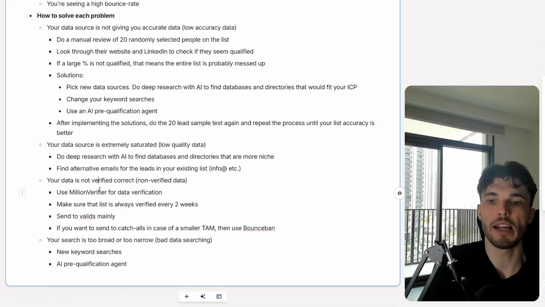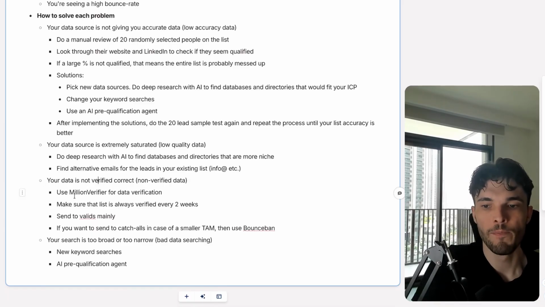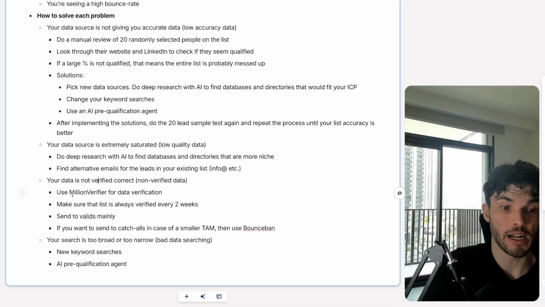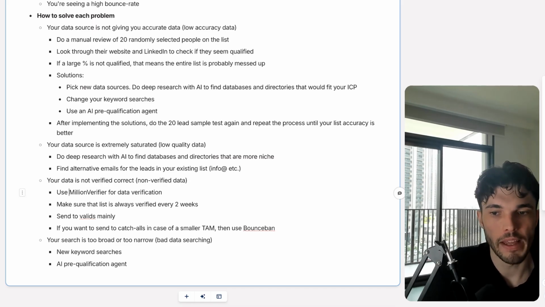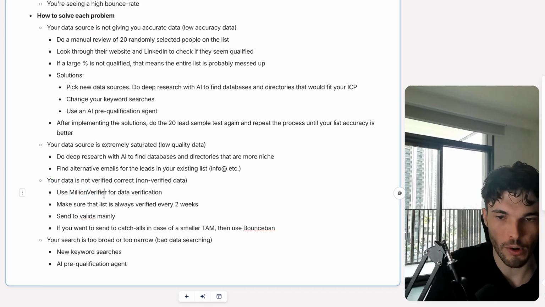Another issue is that your data is not verified correctly. So there are a lot of different data verification tools out there now. I'd stick with Million Verifier. They have good prices and they're just a proven player in the market. I've used them for years now. It's just been great. No complaints from me whatsoever.